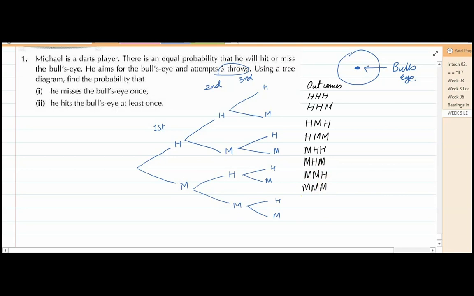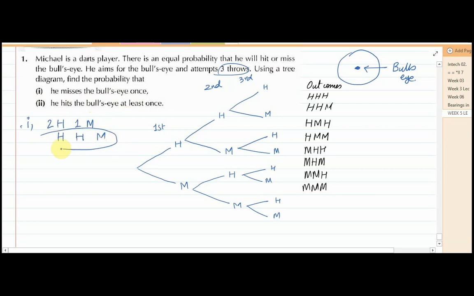Now what does the result portray? Basically, he tried the first one, hit, he tried the second one, hit, and when he tried the third one, he missed. So your outcomes are showing the data when he hit the bullseye and when he missed the bullseye. Now the question says he misses the bullseye once. Only one time he missed the bullseye, or basically in part 1 it says 2 hits and 1 miss. So basically we are looking for 2H and 1M.